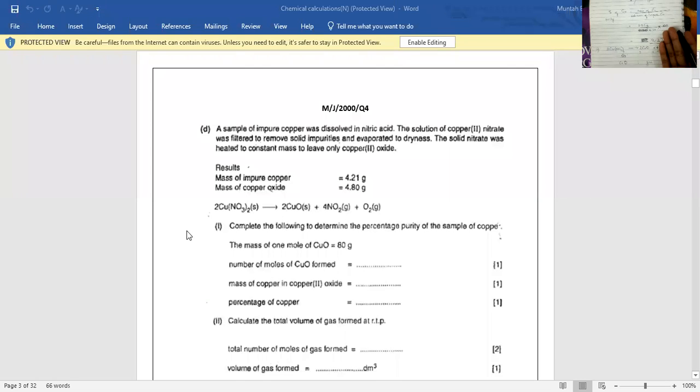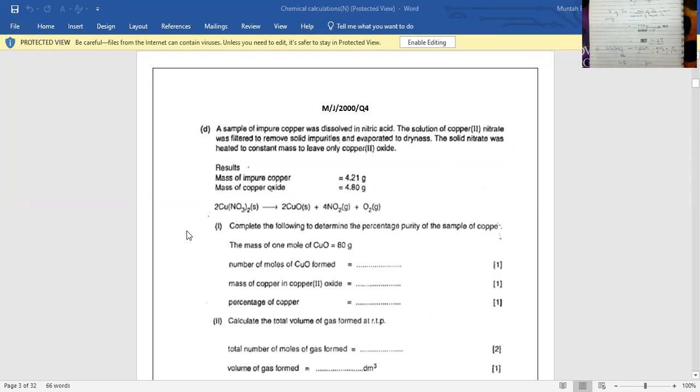So did you understand? If you haven't done percentage purity, then I don't know if you understood this. Miss, I got it. Although we didn't do it, I got how you did it. Okay, good. Alhamdulillah. Okay, let's move on.